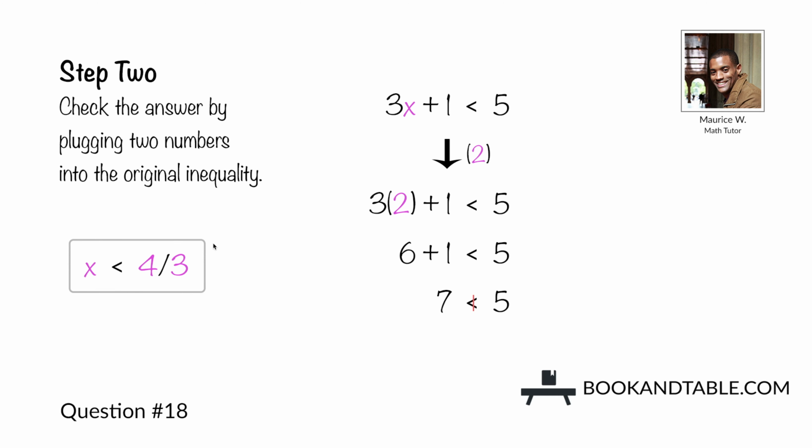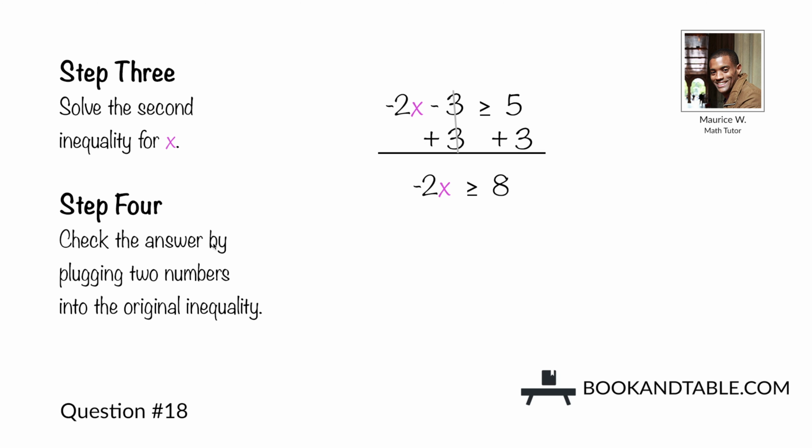And now we want to solve the second inequality that we were given. So step 3, solve the second inequality for x. We add 3 to both sides to cancel the constant, leaving us with negative 2x on the left and 5 plus 3, which is 8 on the right. To get rid of this coefficient, negative 2, we divide both sides by negative 2, leaving you with x on the left side. 8 divided by negative 2 is negative 4 on the right side.